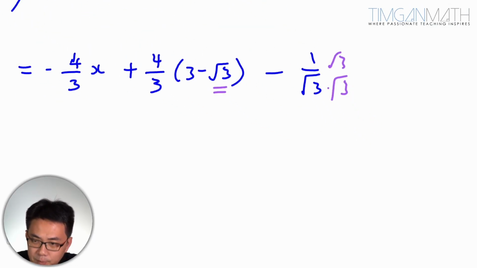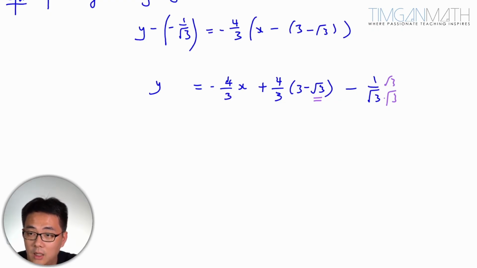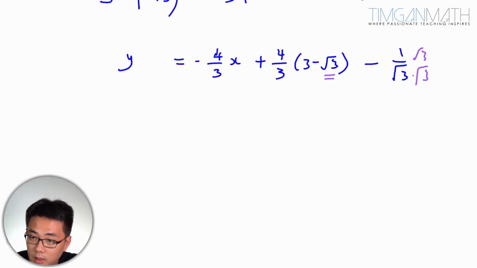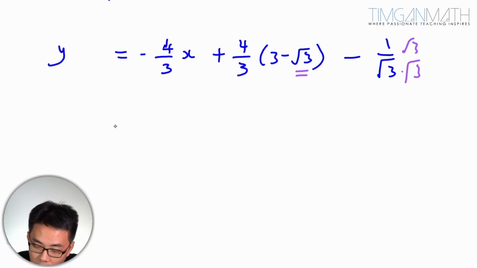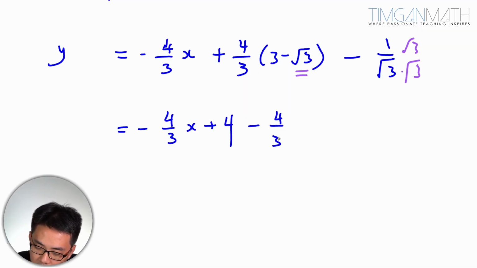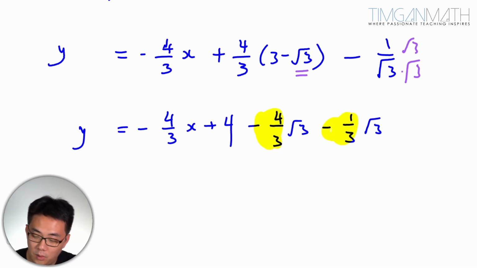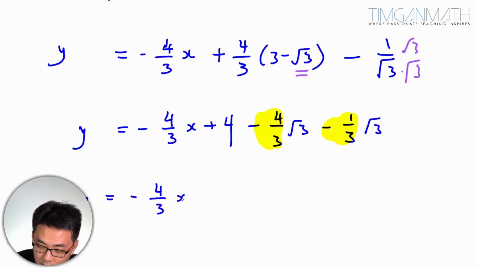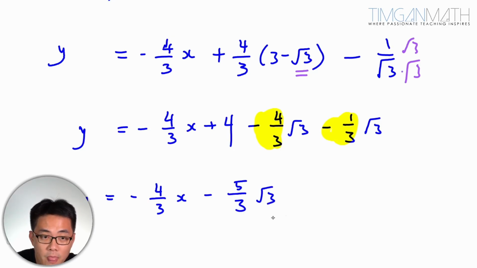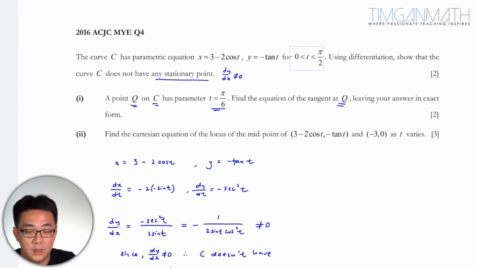We can simplify this, and what we'll get very quickly is negative 4 over 3 x, plus 4, minus 4 over 3 root 3, minus 1 over 3 root 3. So this is like negative 4 over 3 and negative 1 over 3 root 3; you add them and it will be negative 5 over 3. So it will be y equals negative 4 over 3 x plus 4 minus 5 over 3 root 3. That's the equation of the tangent. There you go. So that's how you do the first part.